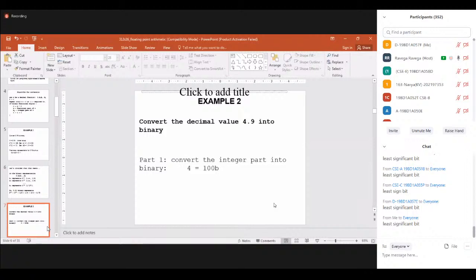Next, okay, this is one other example. You can take down this one also and please try to work it out. Convert the decimal value 4.9 into binary.